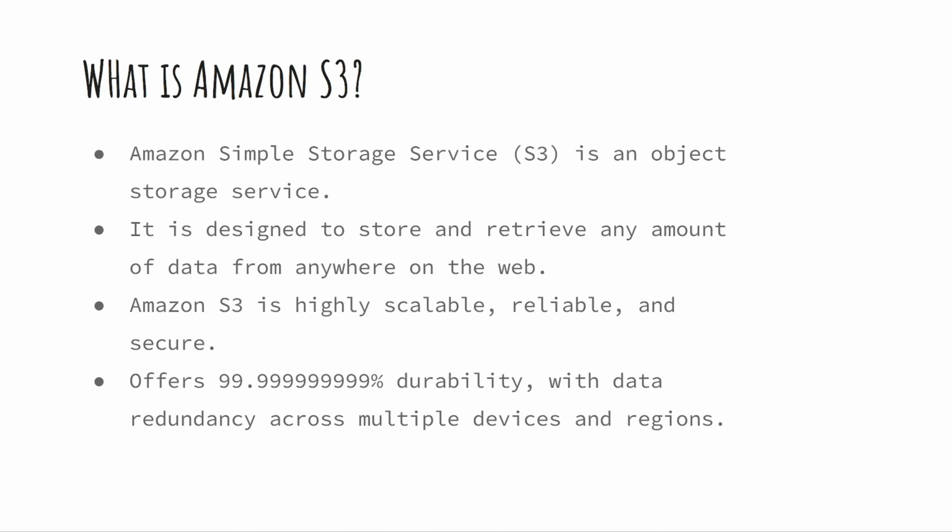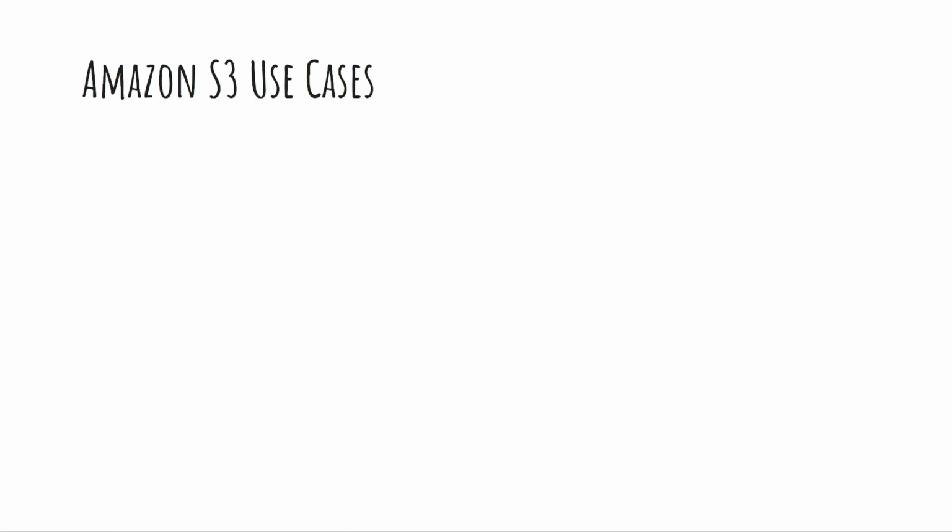It's a cloud-based storage service designed for storing and retrieving data over the internet. S3 can handle vast amounts of data and allows you to access it from anywhere. It's built to be highly scalable, reliable, and secure, offering near-perfect durability by automatically distributing data across multiple devices and regions. Some typical use cases for Amazon S3 include backup and restore.